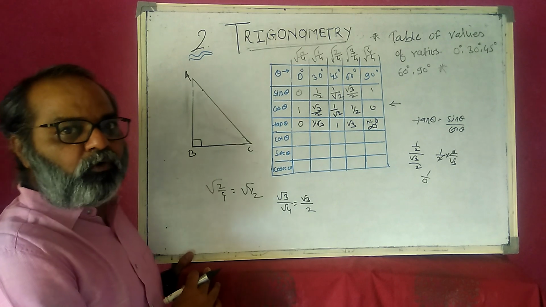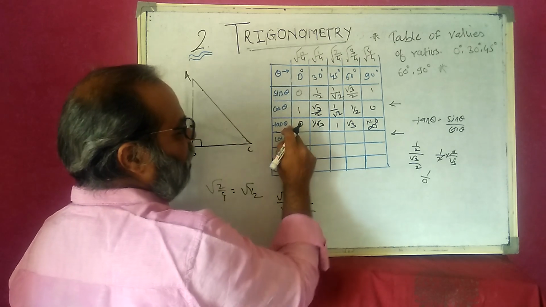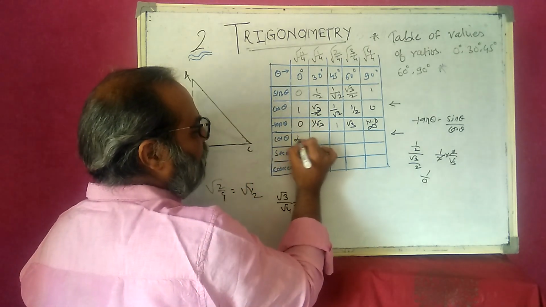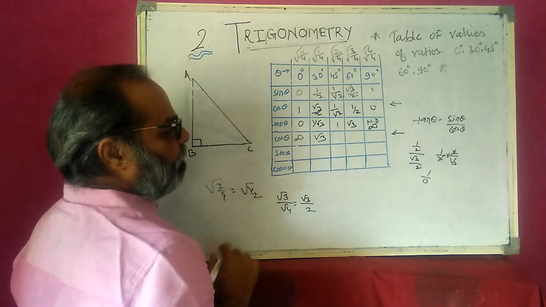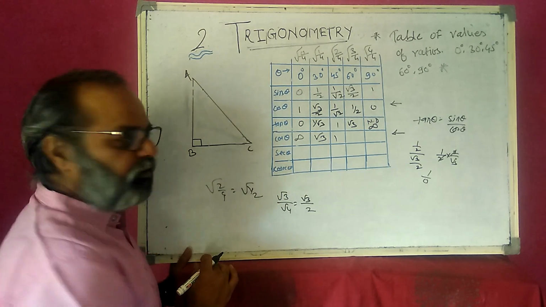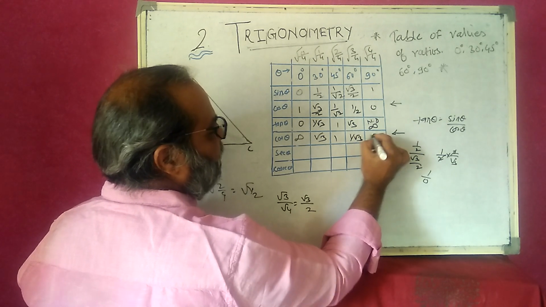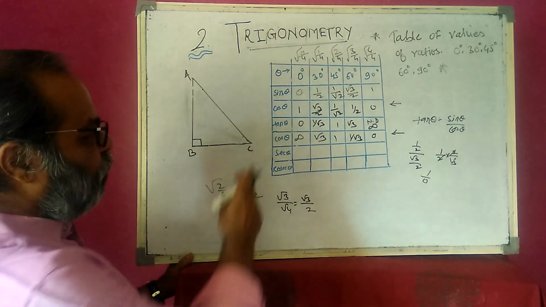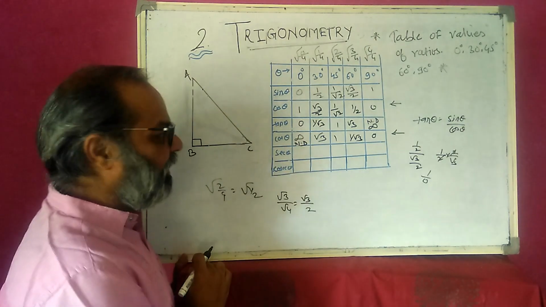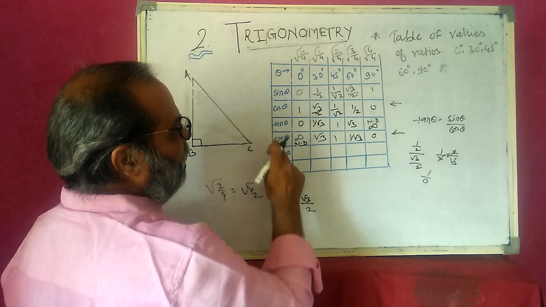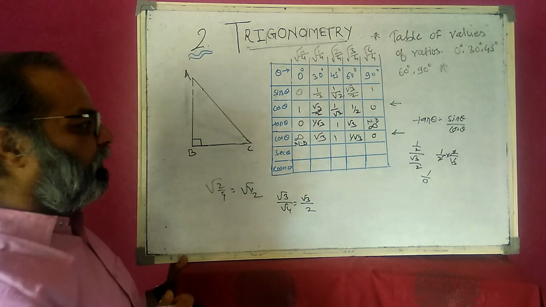Now cot. We know cot is 1 by tan, so just go in reverse. Here 1 by tan means 1 by 0, which is infinity, not defined. Taking the inverse of 1 by root 3, it is root 3. Inverse of 1 is 1. Inverse of root 3 is 1 by root 3. Inverse of infinity is 0. So cot 0 is not defined, cot 30 is root 3, cot 45 is 1, cot 60 is 1 by root 3, and cot 90 is 0.